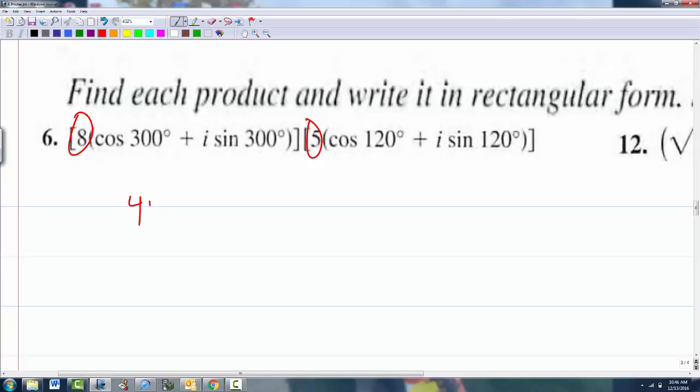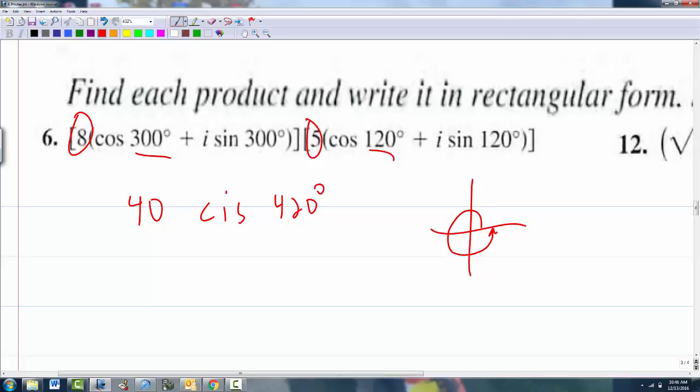8 times 5, 40. What do we do with the 300 and the 120? Add them. I'm writing it in cis format. Okay, fine. 420 degrees. We should figure out where that's at. Like, we get a 360 out of it, right? What's left over after 360 is done?